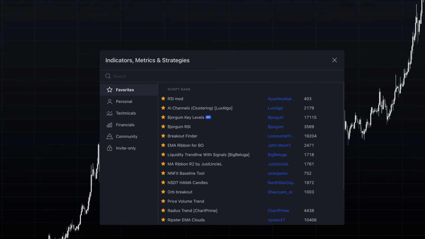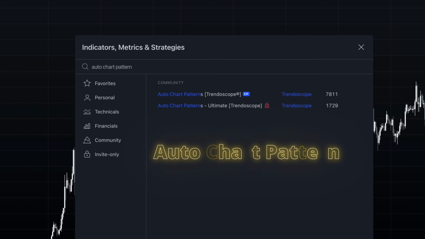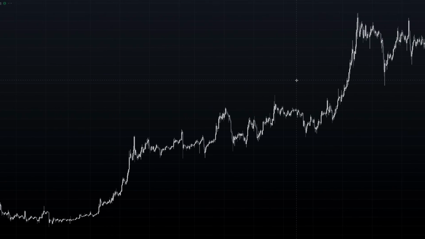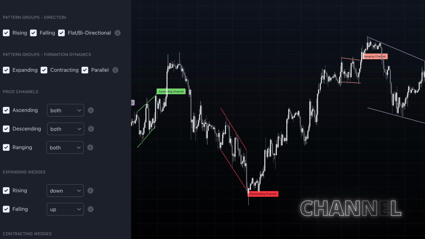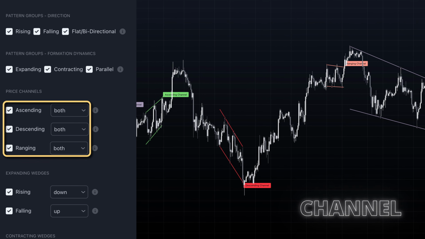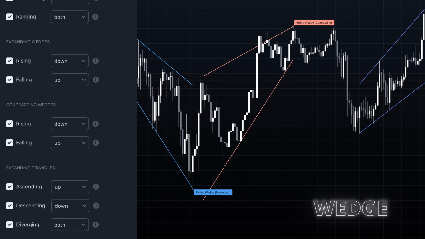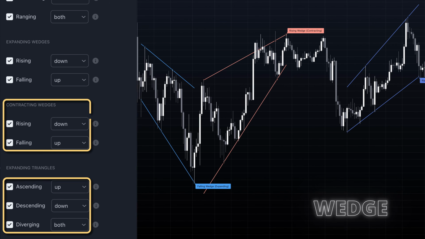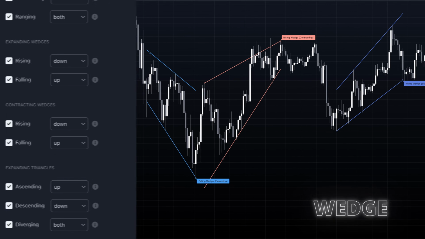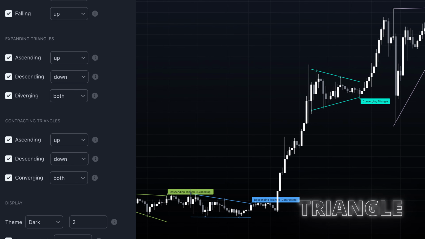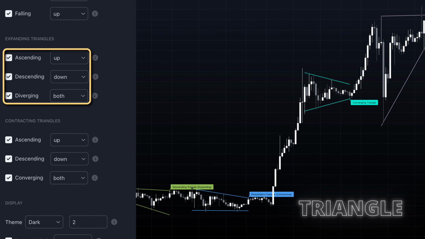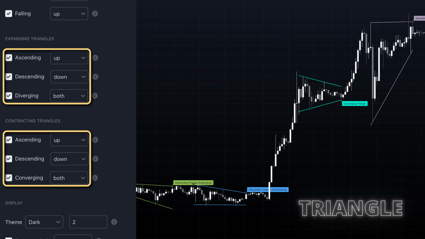Our indicator is called the Auto Chart Patterns by Trendoscope. For channels, it'll spot ascending, descending, and ranging patterns. With wedges, it identifies both expanding and contracting versions of rising and falling wedges. And for triangles, it covers everything from converging and diverging patterns to ascending and descending variations.